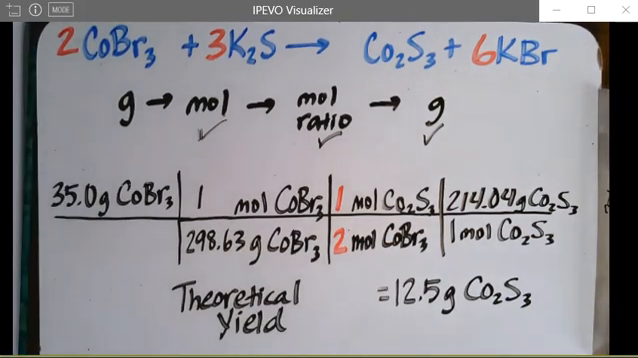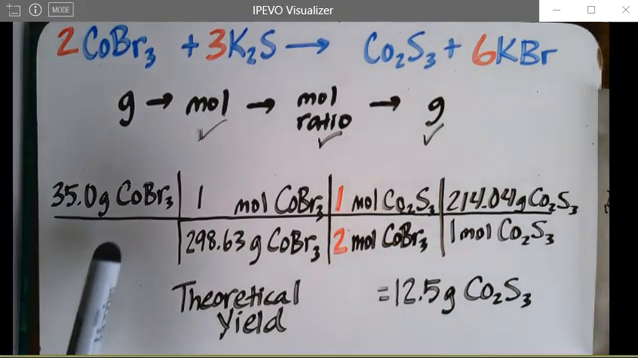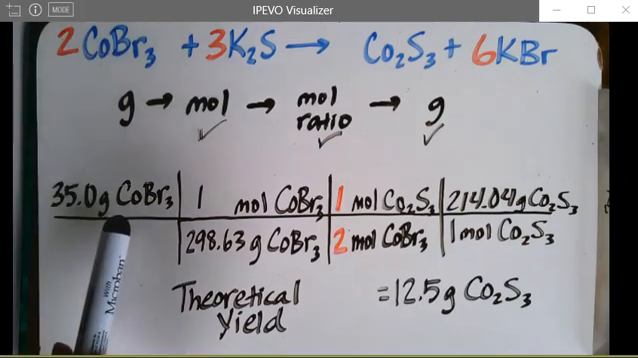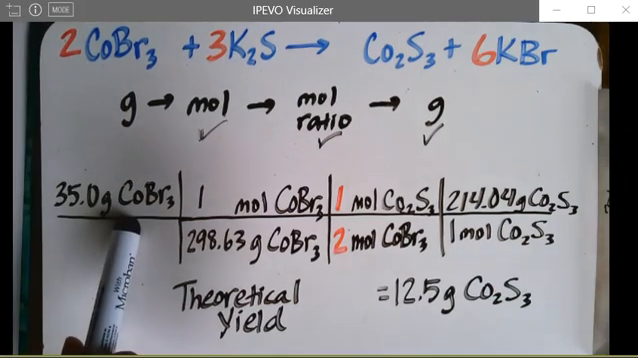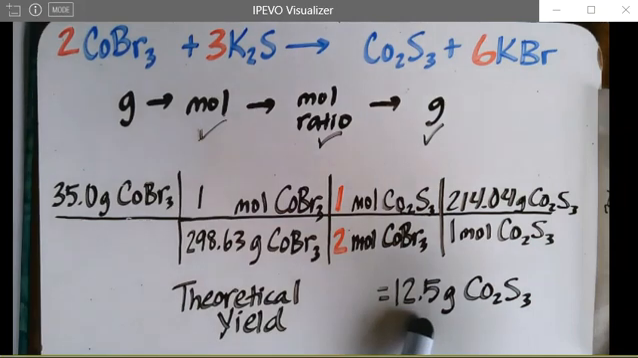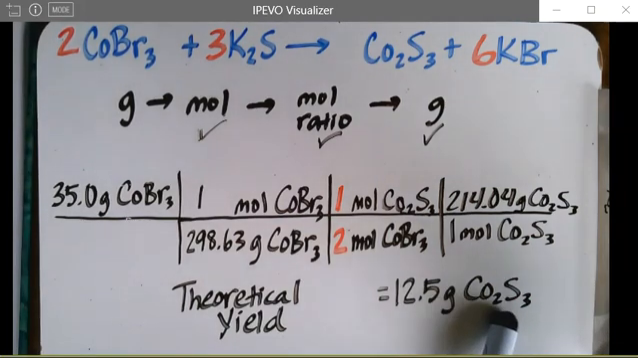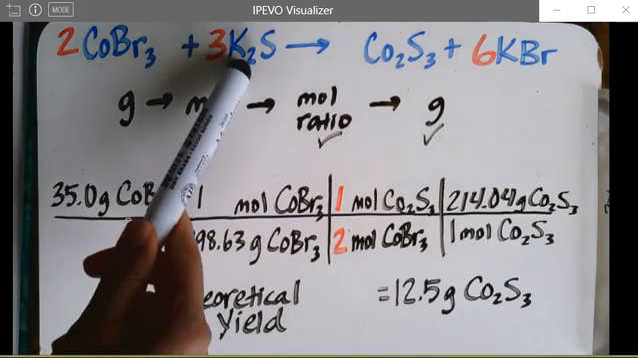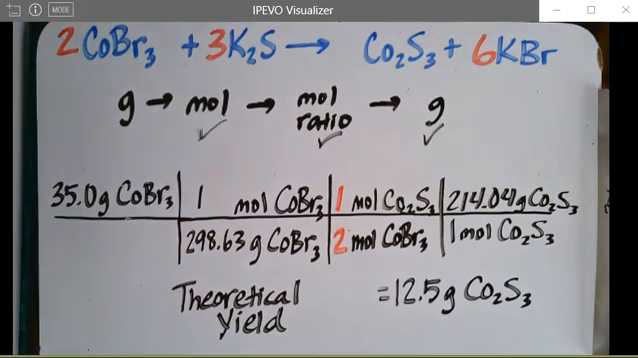So if we were to do this chemical reaction, given this amount of our reactant, 35 grams of reactant, we can expect to produce 12.5 grams of cobalt-3 sulfide. We know that we won't run out of the other reactant because in the problem it says that potassium sulfide is present in excess. Let's move on to part B.